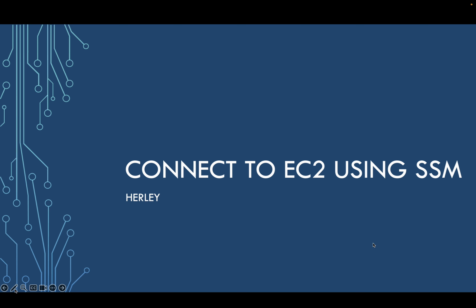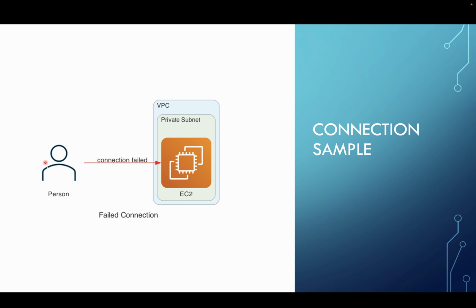Today we will connect to EC2 using SSM. There is a person here, so the person from outside of AWS tries to connect to the EC2, which resides on a private subnet, and the private subnet is in the VPC on AWS. So this connection will fail because there is no way the EC2 is reachable from outside AWS.